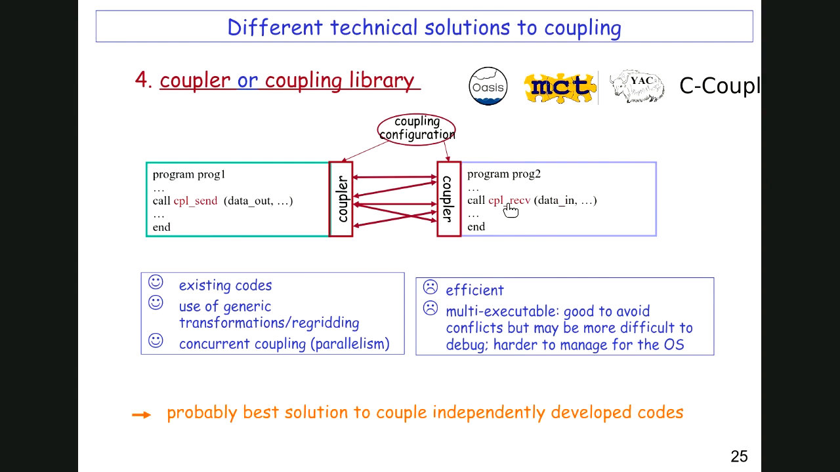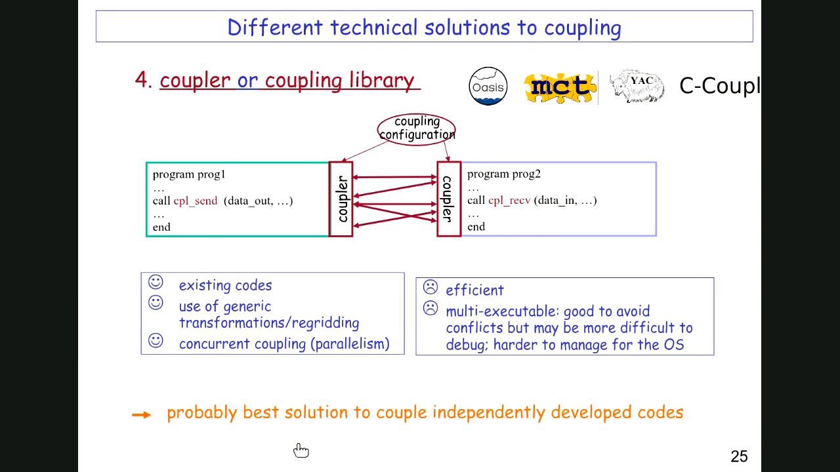Another drawback is that as you keep the program untouched and you run them as separate executables, it's good to avoid the conflicts that you would have if you would merge the code, but it may be harder to debug because different things are running at the same time, and when there's a problem, it's sometimes harder to see where the problem comes from.